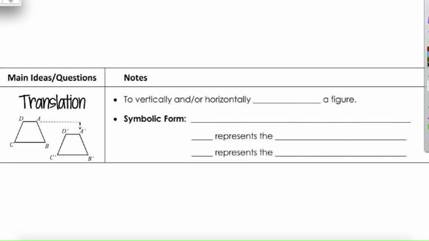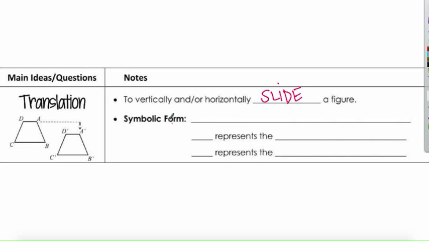This portion of the lesson is going to focus on another type of transformation, which is a translation. A translation is essentially just a slide. It means to vertically and/or horizontally slide a figure, so it's going to be sliding it left or right or up or down. That's what a translation is.